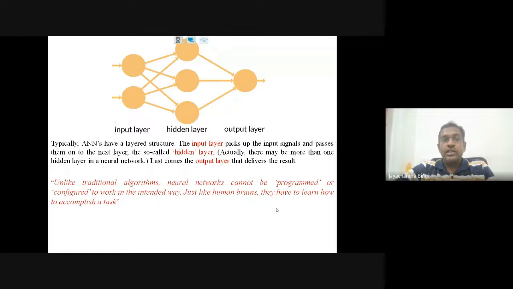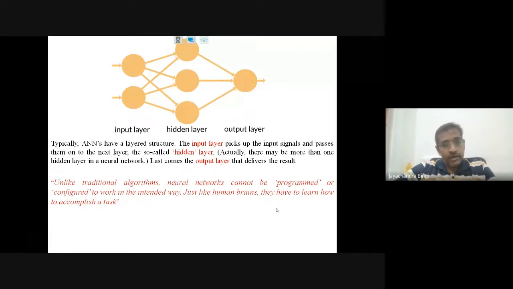So that's why I wrote here a very important point. Unlike the traditional algorithms, neural networks cannot be programmed. Point to be noted: they work according to some function, and they will change according to their own function, because it is a nonlinear function. So they cannot be programmed. The function you can program, but the way they work will not be the way you intend; they set it on their own.